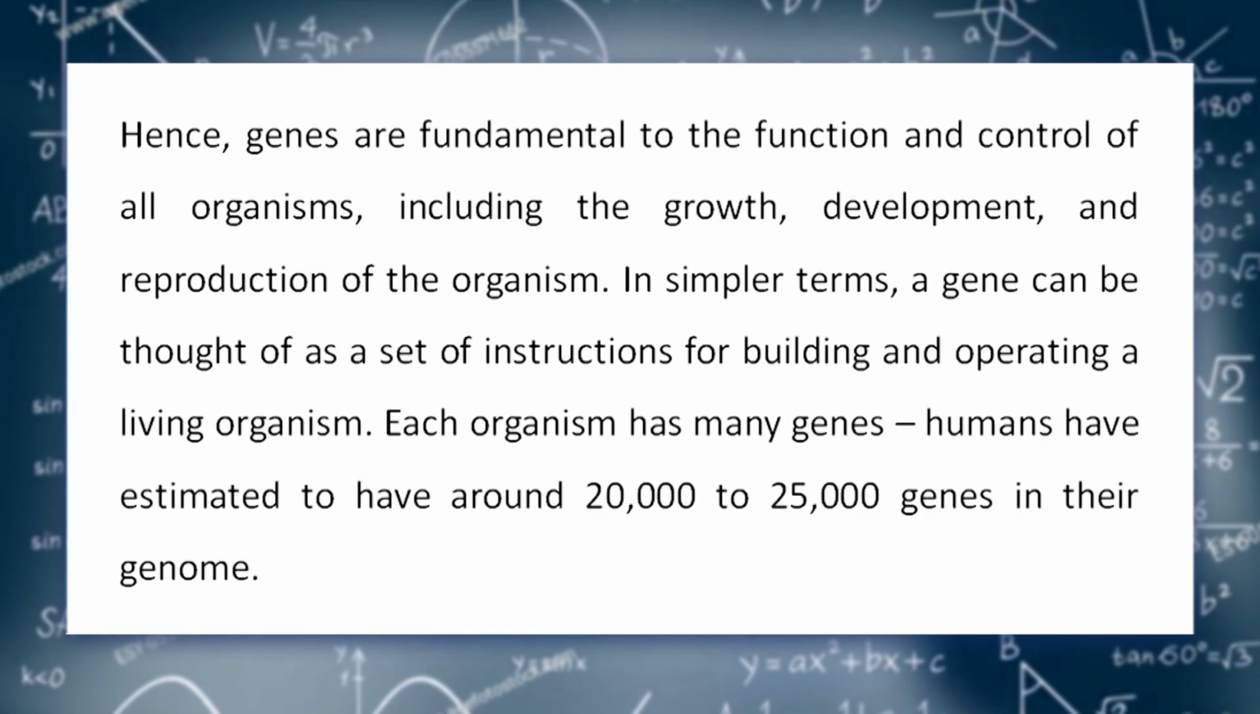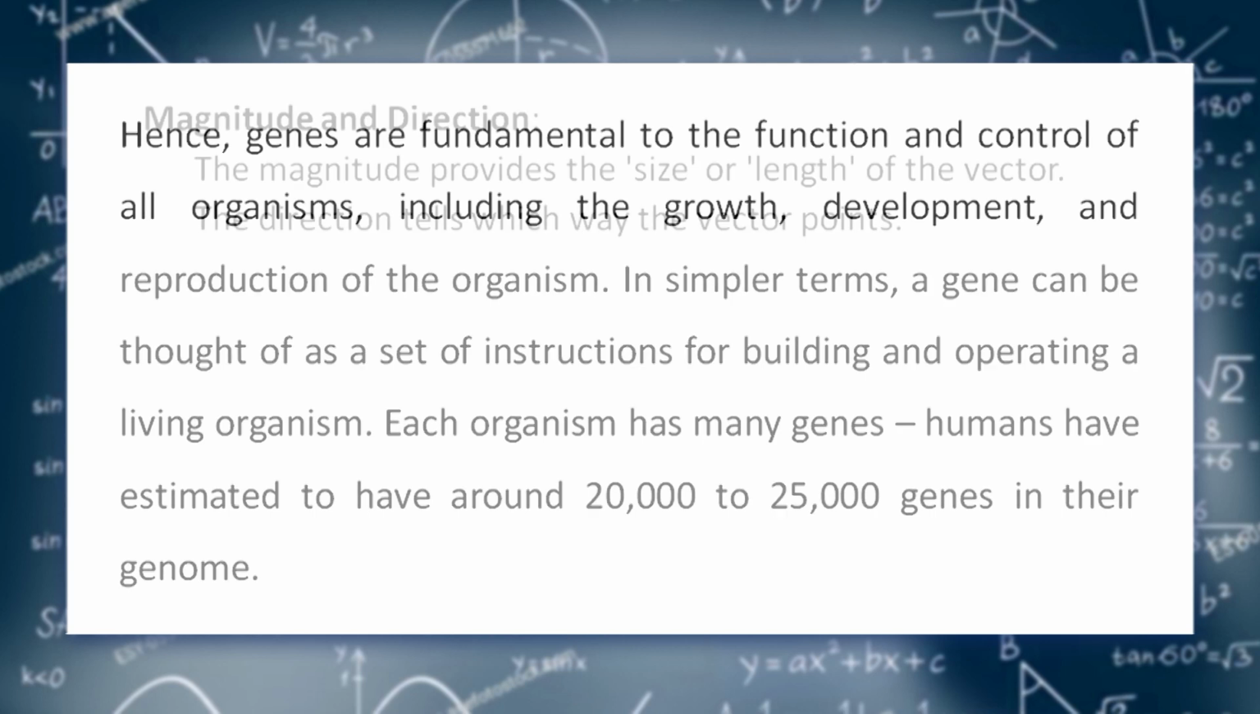Hence, genes are fundamental to the function and control of all organisms, including the growth, development and reproduction of the organism. In simpler terms, a gene can be thought of as a set of instructions for building and operating a living organism. Each organism has many genes. Humans are estimated to have around 20,000 to 25,000 genes in their genome.